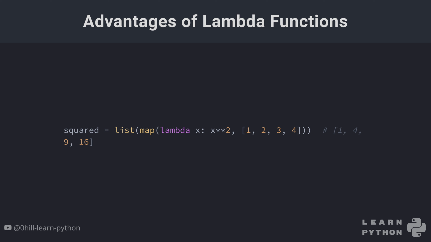Example: using lambda with map to square numbers. squared = list(map(lambda x: x ** 2, [1, 2, 3, 4])), which gives [1, 4, 9, 16].